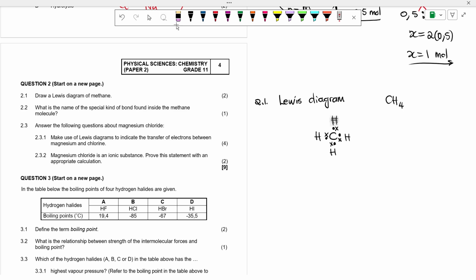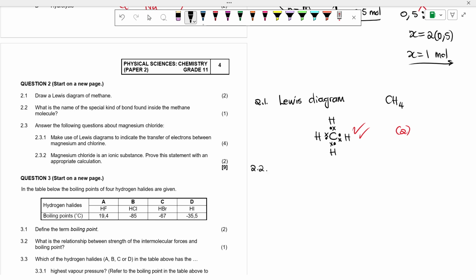No lone pairs. Everything just looks nicely here. Single bonds. And there we go. That's it for this one. You get 2 marks. It's just going to mark the correct amount of electrons and the correct shape. Okay, that one is done.